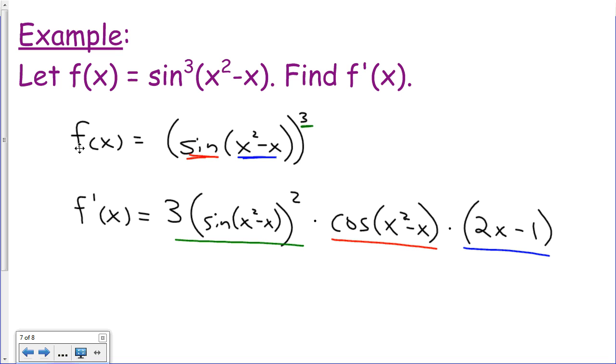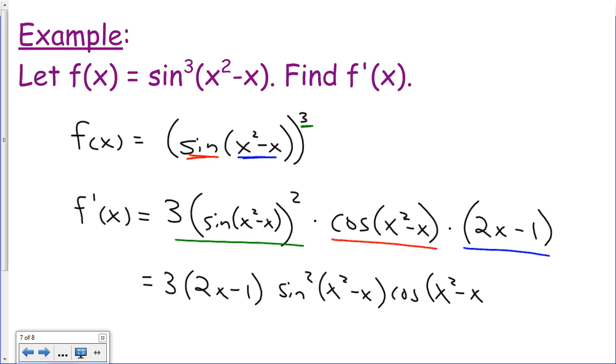Okay. Now we'd probably combine this, or we should combine this to make it a little bit nicer here. I guess if you wanted to distribute the 3 through the 2x minus 1, you could. I'm going to write it as 3 times 2x minus 1 times sine squared of x squared minus x times the cosine of x squared minus x. And there is our derivative.